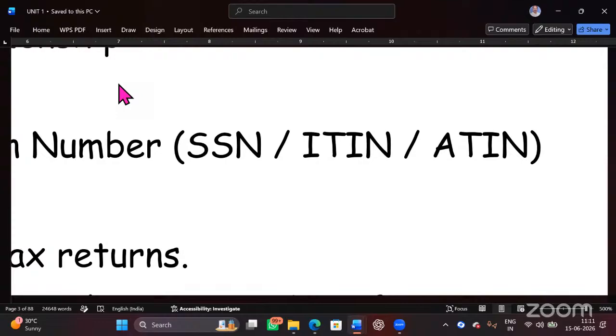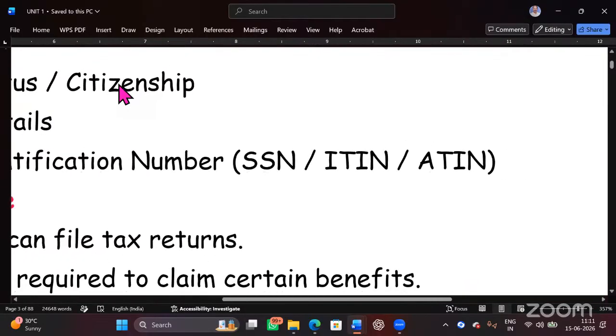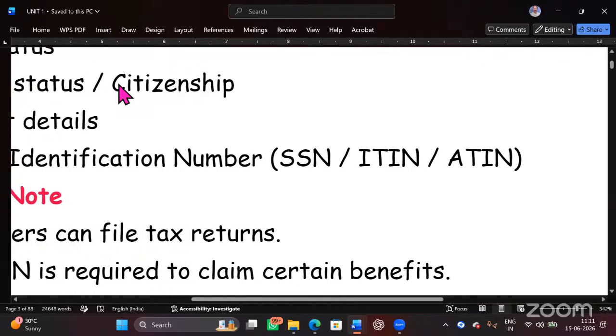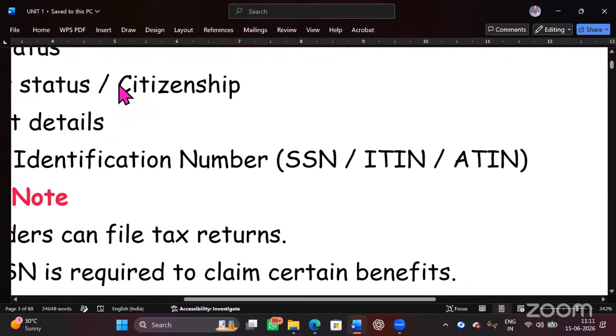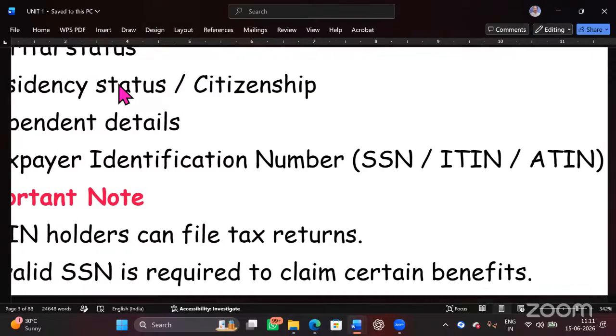At this point, I am not explaining clearly about the SSN, ITIN and ATIN. I am just using these technical words. We are going to learn clearly subsequently. So, these are the alternative numbers. The first base number is the social security number only. All the benefits can be enjoyed by the taxpayer only if he has a social security number.